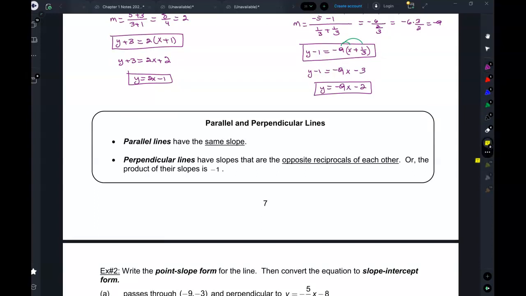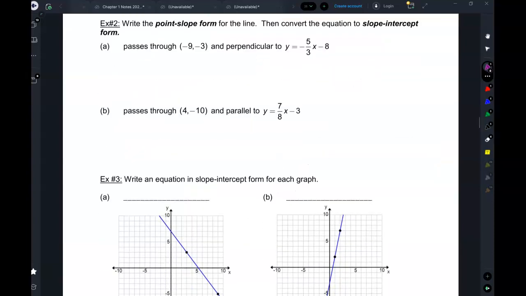Okay, so let's talk more about slope: parallel and perpendicular lines. Parallel lines have the same slope. Perpendicular lines have slope which is the opposite reciprocal of the other, so reciprocal with a negative. Which means if you have a slope of 2/3, the slope for the perpendicular line is how much? Right. So let's write point slope form and then convert to slope intercept form.